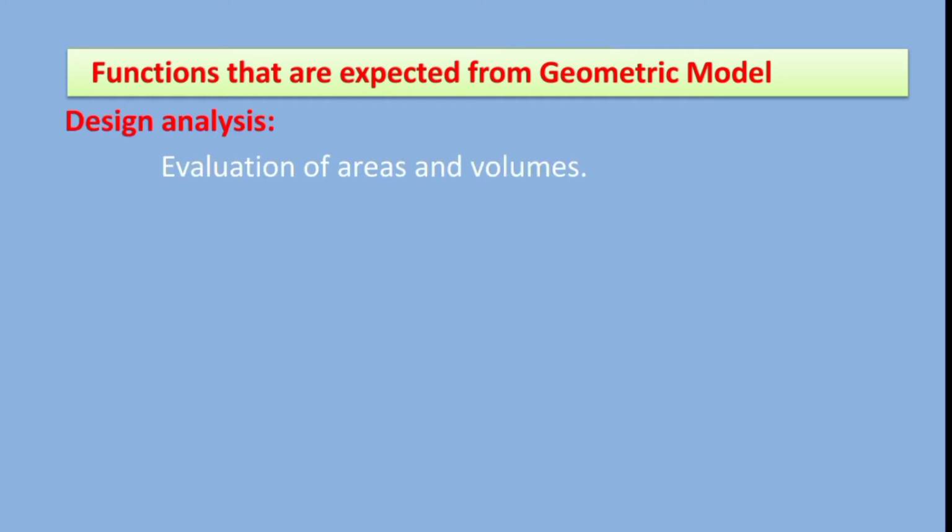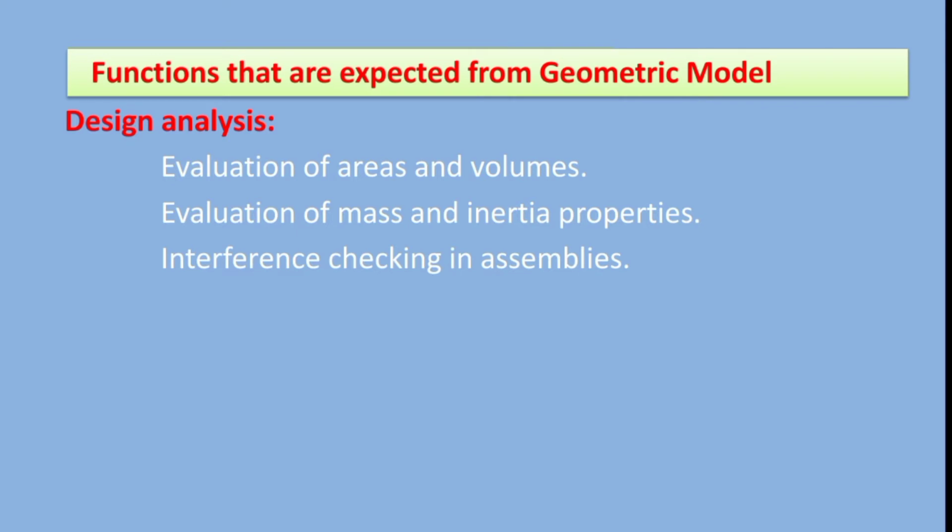The first area is design analysis. In design analysis, if you want to calculate the surface area, the volume of the component, and the mass properties like inertia and center of gravity. Similarly, if we are preparing an assembly, is the assembly possible or not, is there any obstruction, interference or rubbing in the joint, or if you want to make a tight fit, what tolerance is to be available. The geometric model is needed for the calculation of these.